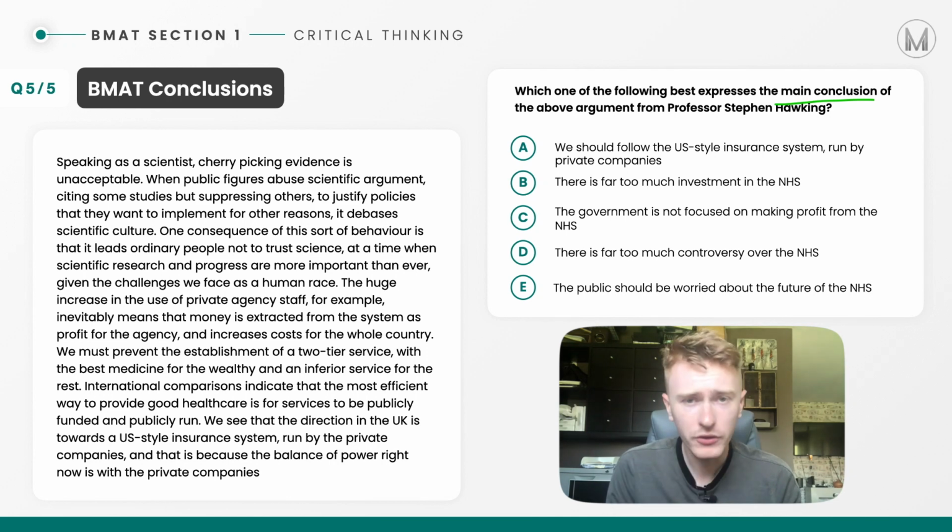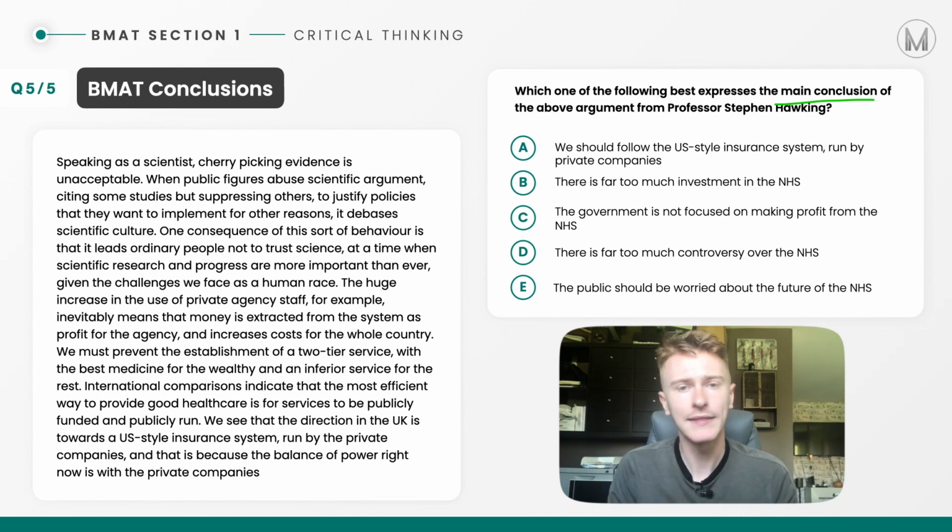We see that he goes on to talk about evidence, he goes on to talk about the public trust in the scientific profession, but then there's a subtle shift, and that's potentially around here when he starts talking about private agency staff. Now, after this point, he's largely talking about the NHS and the broader system as a whole. And in particular, the use of the word private, we can see that it sort of crops up again down here at the bottom. We see that private versus publicly run systems. It seems that Stephen Hawking is talking about private versus public running of the NHS.